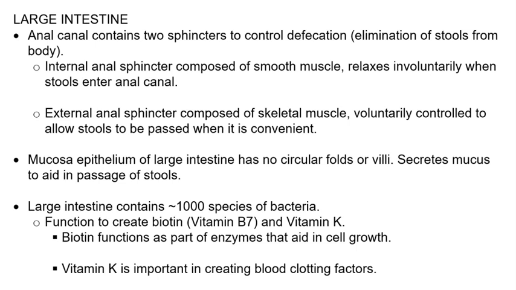The lumen of the large intestine and the vermiform appendix contain approximately 1,000 species of bacteria. These bacteria are mutually beneficial to us as we are to them, as they metabolize many of the materials that are not digested within earlier regions of the alimentary canal. This fuels their own metabolism and growth, and as a byproduct, they create several vitamins for us, most notably biotin, which is vitamin B7, and vitamin K.